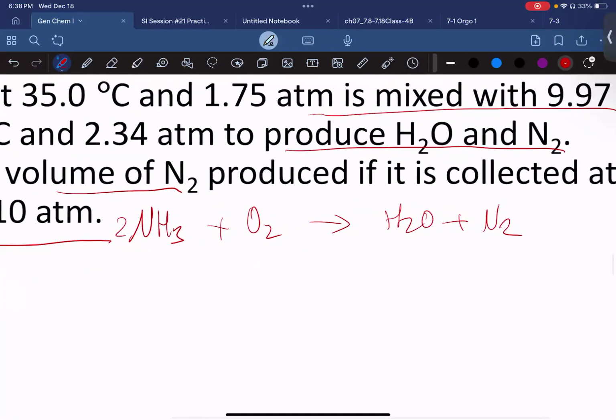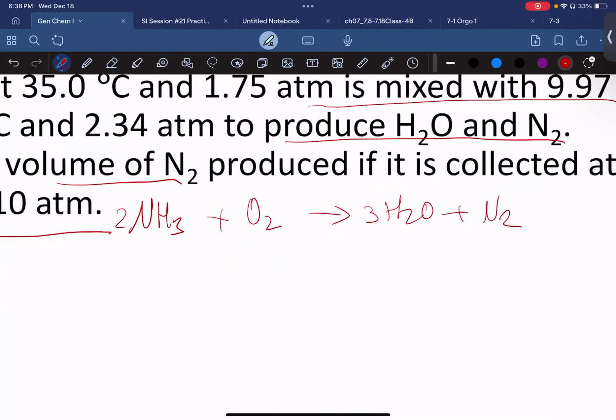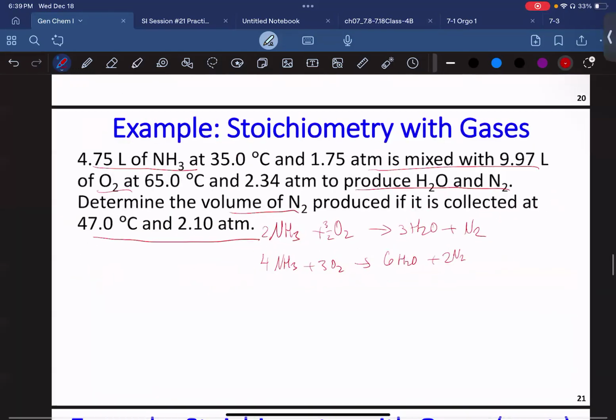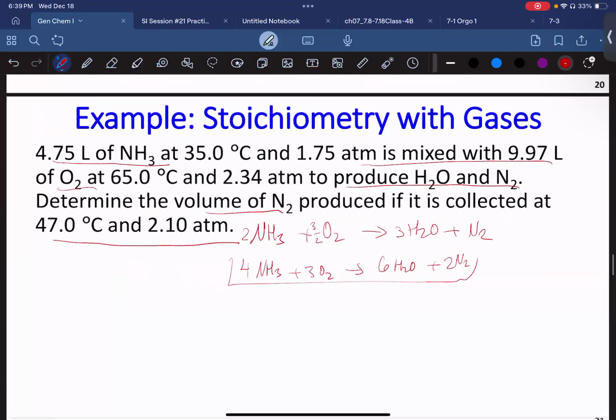You see there needs to be a 2 here, and because of that there need to be 6 hydrogens, which means 3 oxygens, so there needs to be a 3/2 here. Because there's a 3/2, we multiply everything by 2. Now it's 4 NH3 plus 3 O2 yields 6 H2O plus 2 N2. Does everyone understand what I did here? This is all the balancing.